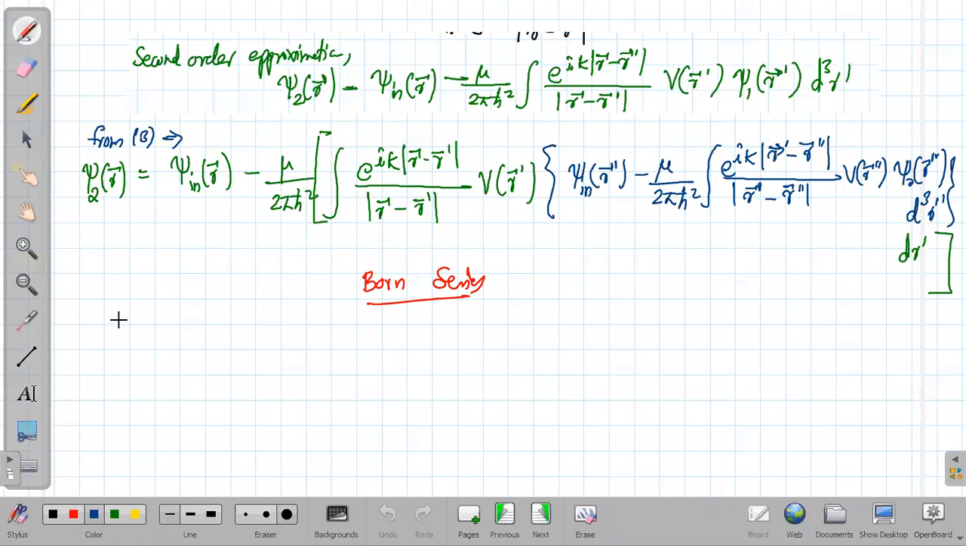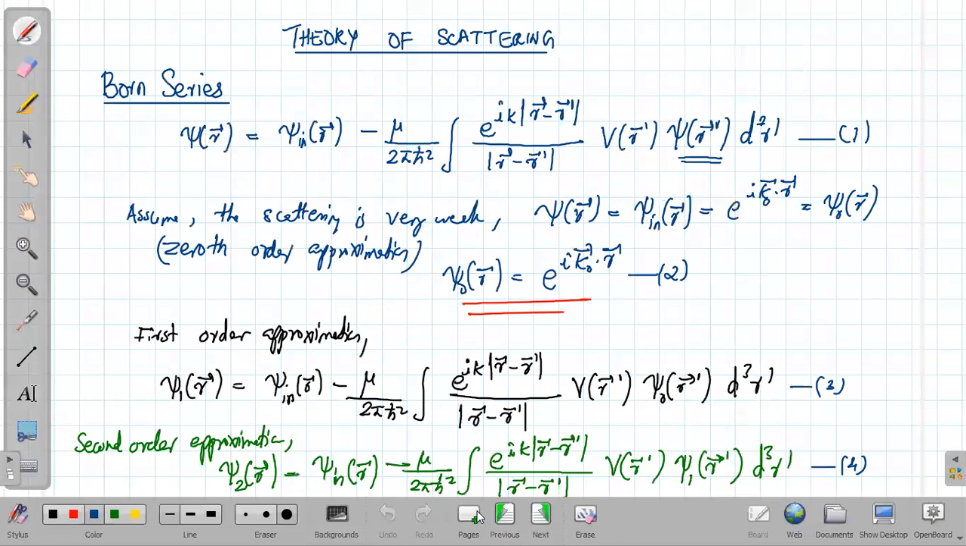The Born series is the series expansion of the total wave function, and this is the series expansion up to the second order. The second order Born series can be written as psi n of r, mu upon 2 pi h bar square, and so on. Now, what was the first Born approximation? That is what we are going to do today. In the first Born approximation, the series can be truncated like this. The psi 1 is the first order approximation. So we are going to find the explicit form of the first order approximation of the Born series. This is the expression that we are going to deal with today.